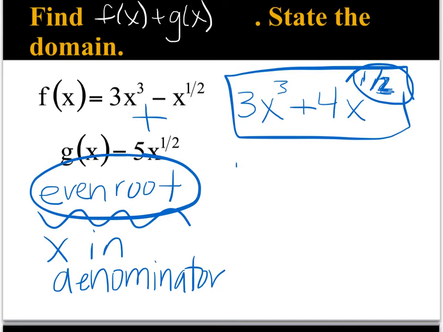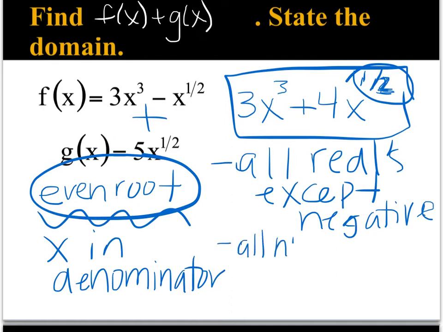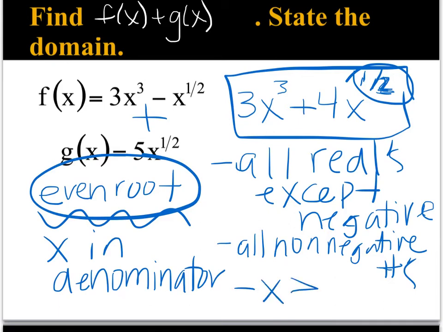So my domain is going to be all, we could say it a couple of different ways. We could say all reals except negatives. We could say, the book says, all non-negative numbers. That means the same thing. Or another way to say it is x has to be greater than or equal to 0. Because the square root of 0 is 0, so we can include 0 this time. So any one of those three ways is the way to write the domain for that.